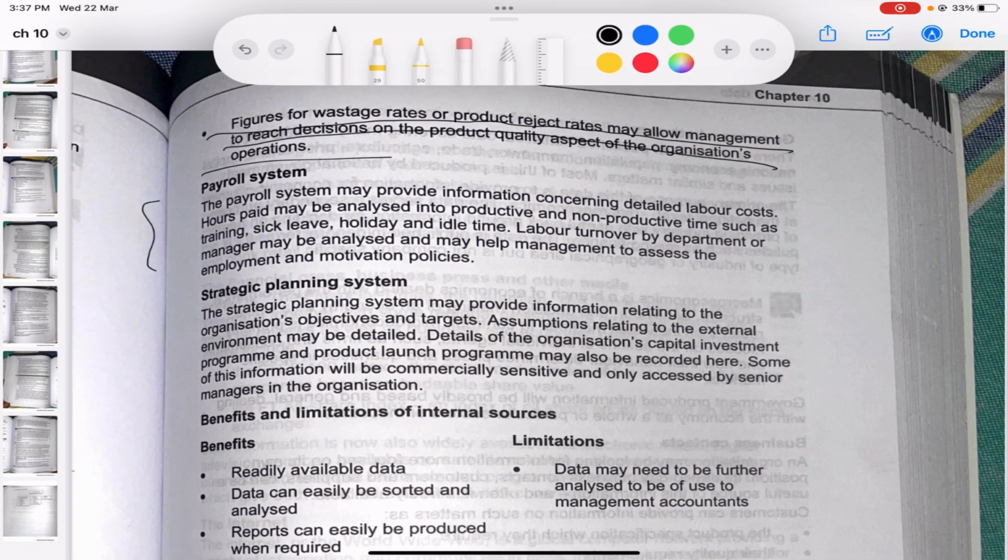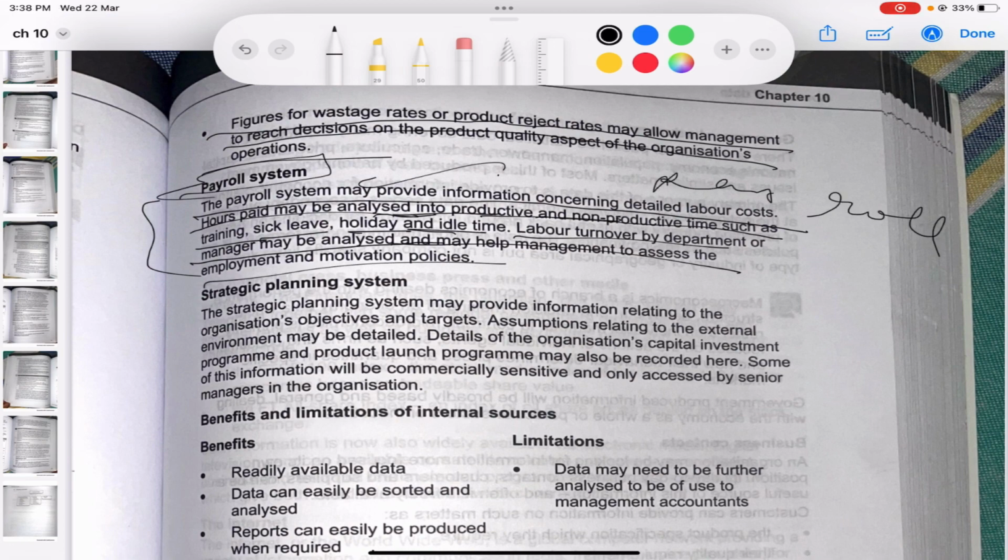Payroll system. Now, what is a payroll system? The payroll system may provide information concerning detailed labor costs. How many hours are given, for how many hours they are working, and how much money we are paying for them. So hours paid may be analyzed into productive or non-productive time, such as training, sick leave, holiday, and idle time. Labor turnover by department or manager may be analyzed. So we know how we can use the payroll system to find out information.